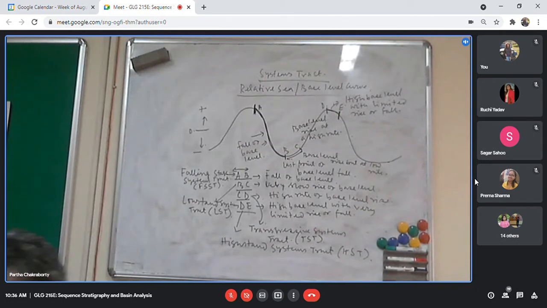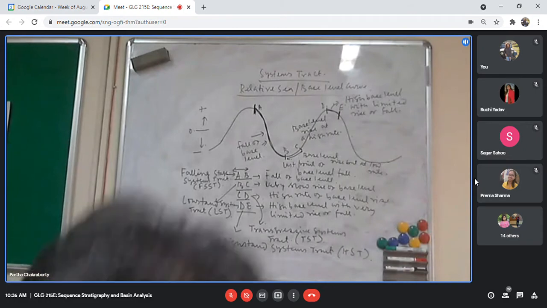And what is the stratal stacking tendency? That I have discussed just before this. When you have a forced regression, what kind of stratal stacking? When you have a normal regression, what kind of stratal stacking? That I have already discussed. We will further discuss what the different types of that are. That is a different step.